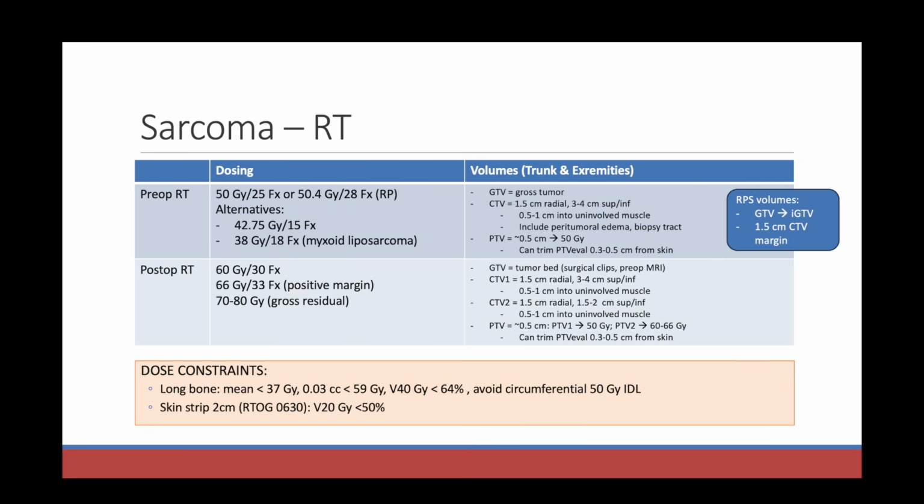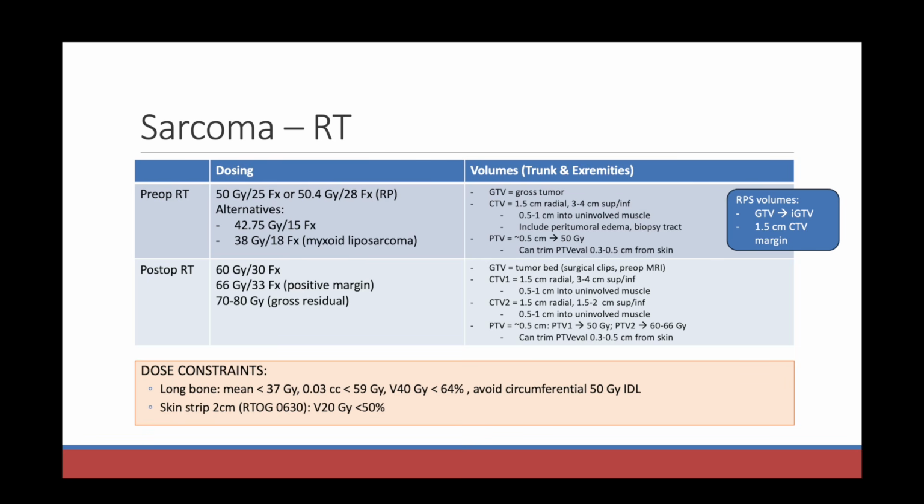And then another important dose constraint for extremity sarcoma is the skin strip. So you want to contour a 2 centimeter skin strip somewhere on the extremity, usually opposite the area where you're treating. And you want to keep the V20 gray to that 2 centimeter skin strip to be less than 50%. So your 2 centimeter skin strip should be V20 less than 50%. And the reason for this is that you don't want to completely obstruct and damage the lymphatic drainage of the skin of your extremity. So V20 less than 50%.